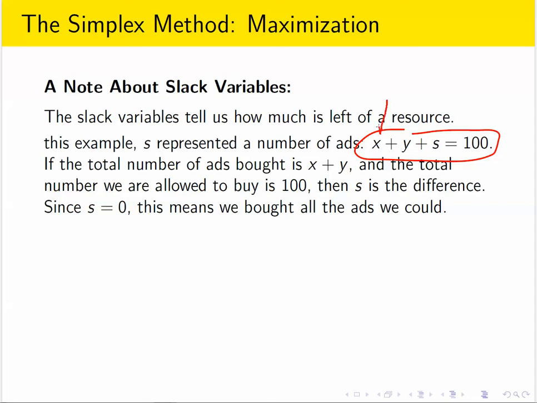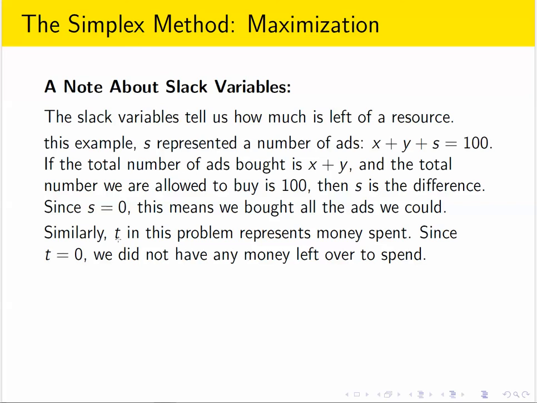So x is the number of regular ads, y is the number of peak time ads, s would represent the number of additional ads we could have bought before hitting our maximum of 100. Because we ended up with a value for s equals 0, x plus y actually equals 100 in our final answer, which means we bought all the ads we possibly could.